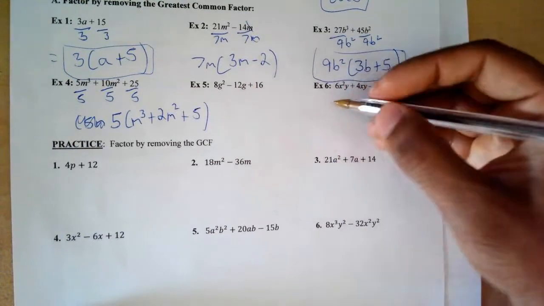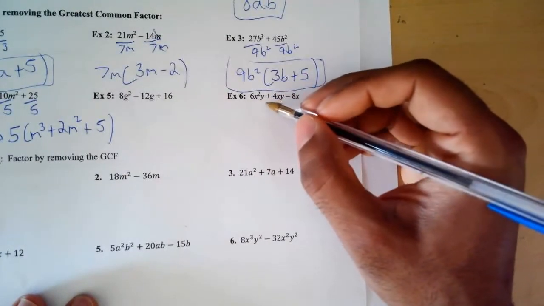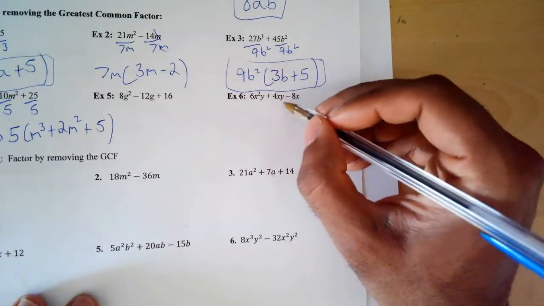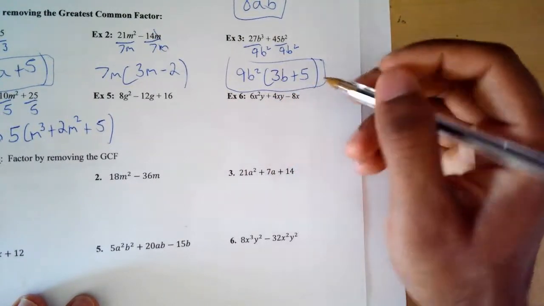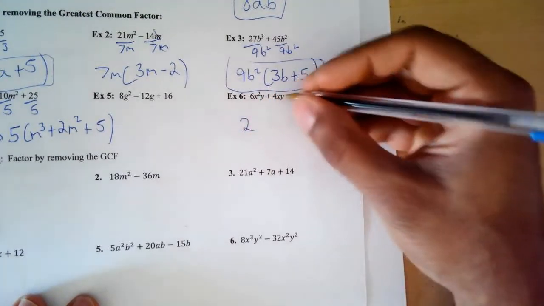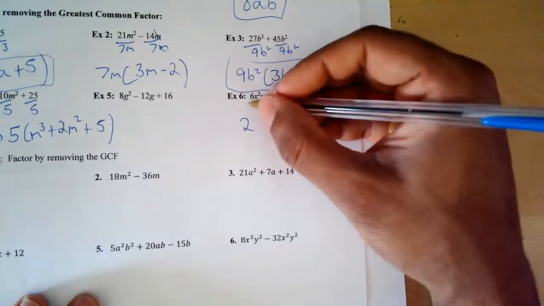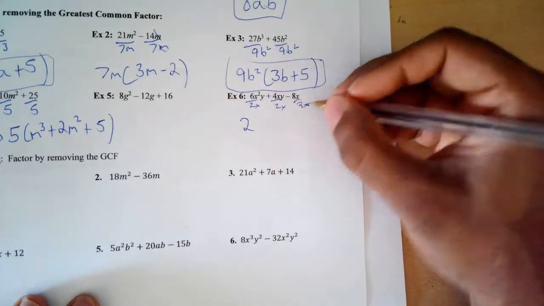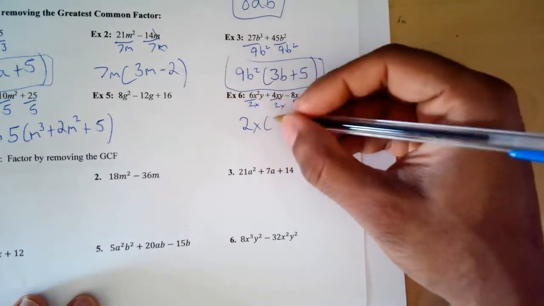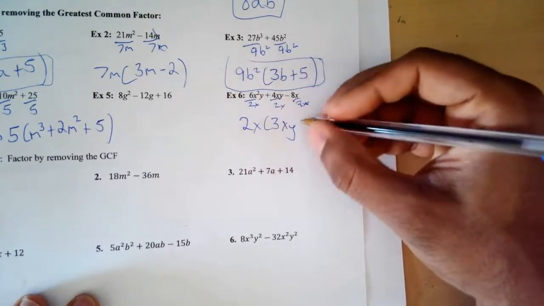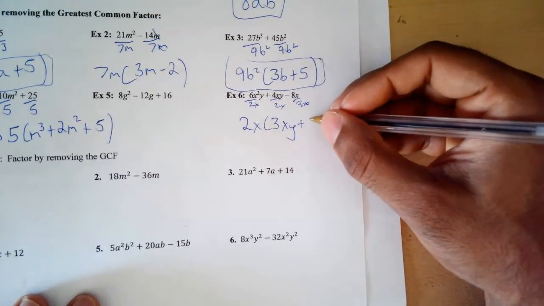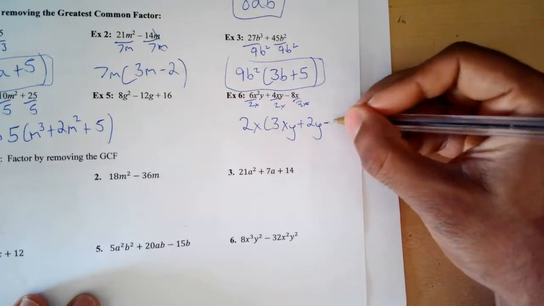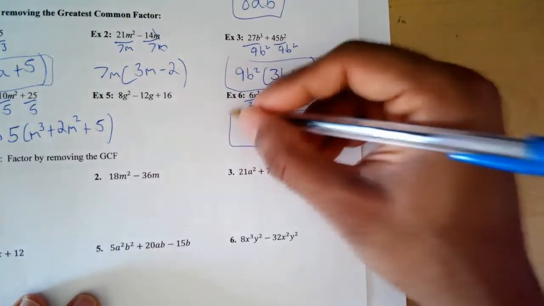Let's do the last one here. So what's the biggest number that goes into 6x squared y and the other two terms? I can see 2. Seems like the biggest one. And do they have any variable common? Yeah, they all have an x, right? So we're basically dividing everything by 2x here. So 2x, that's going to be 3xy plus 2y and minus 4. Okay, good.